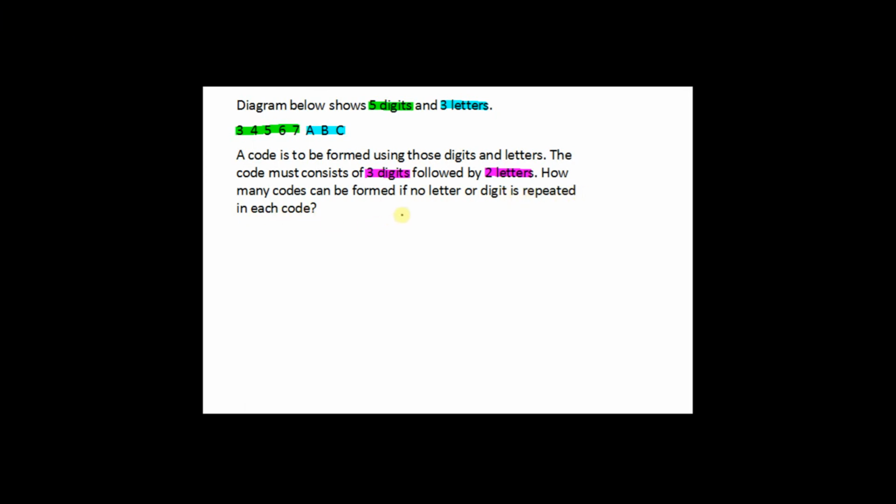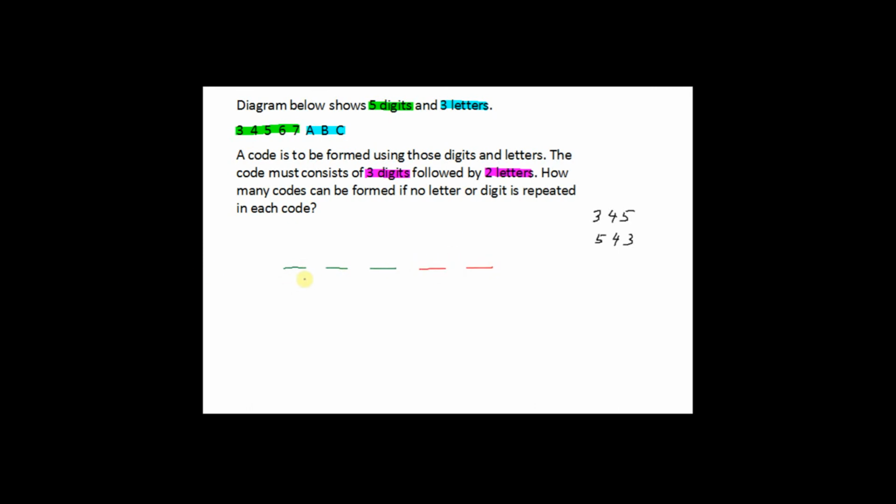First, we will determine whether this question is a permutation or combination question. This is obviously a permutation question because for a code, the arrangement is important. That is, if you have a code 345, this is different from 543. So look at this code here. We have to have 3 digits followed by 2 letters.